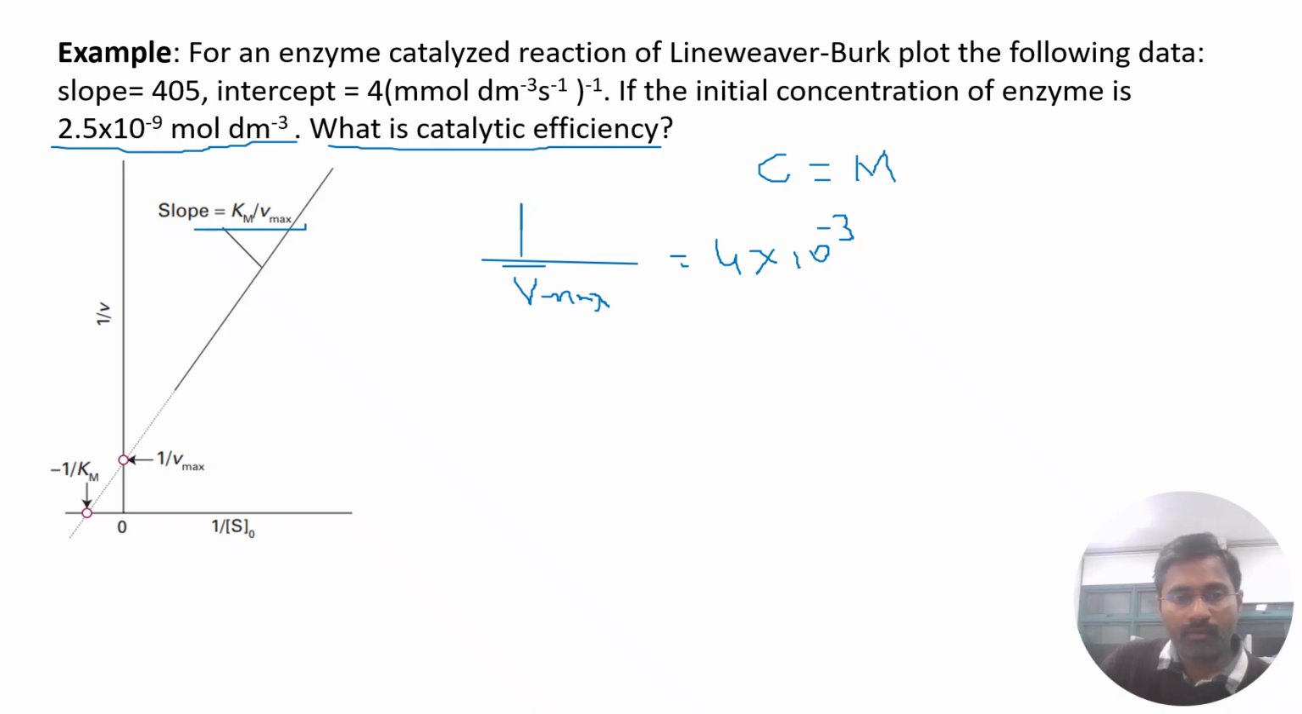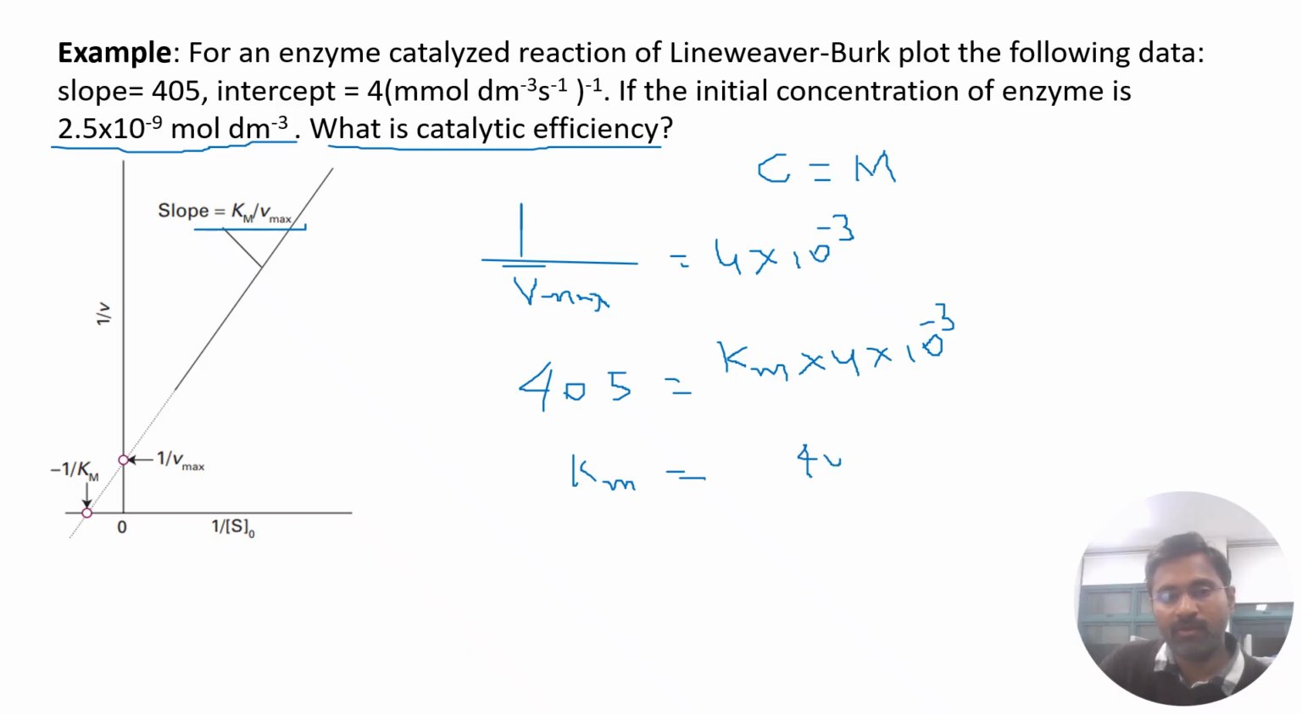Okay, and now if you substitute that into the slope equation, slope is 405, which is equal to Km divided by Vmax, or Km into 1 by Vmax, that is Km into 4 into 10 power minus 3. So from this, Km is equal to 405 divided by 4 into 10 power minus 3. This will give you approximately 10 square 100, and the value of Km you will get as 10 power 5.